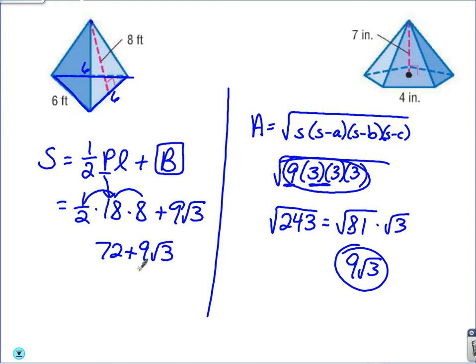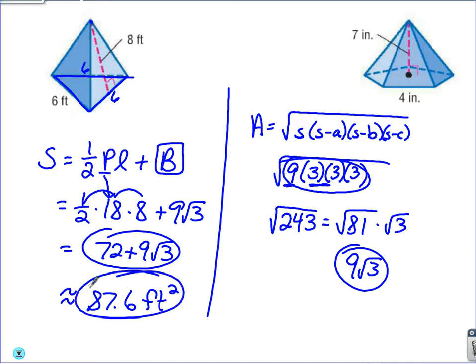Can't add 72 and 9. That's exact, by the way. Approximately, if you do 72 plus 9 root 3, Trace, type that in for me, see what you get. So your surface area is about 87.6, again, since it's area, feet squared. So exact and approximate there.